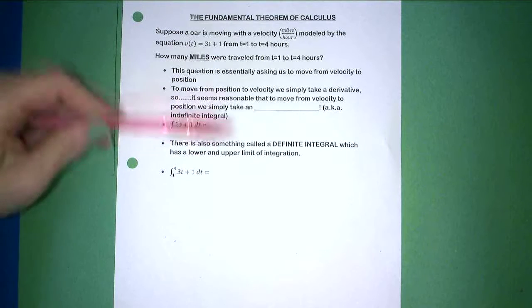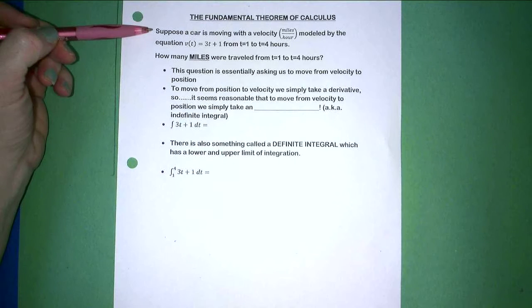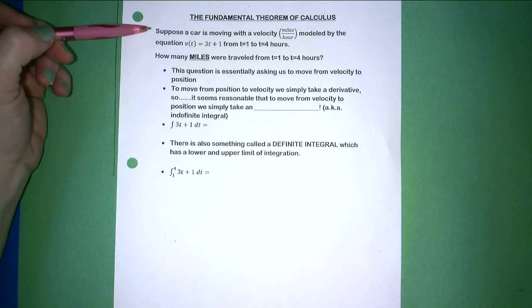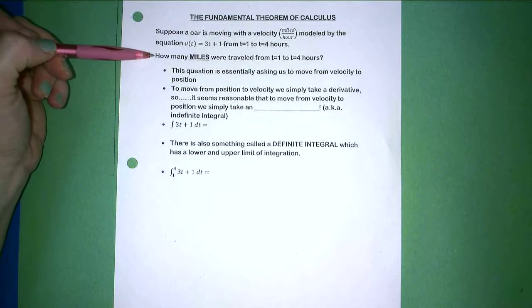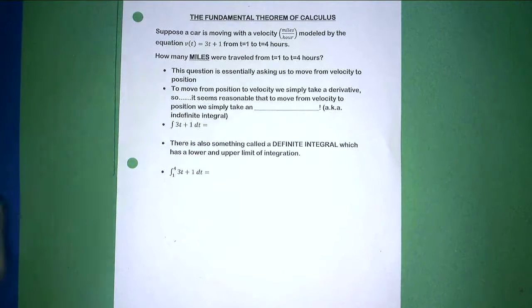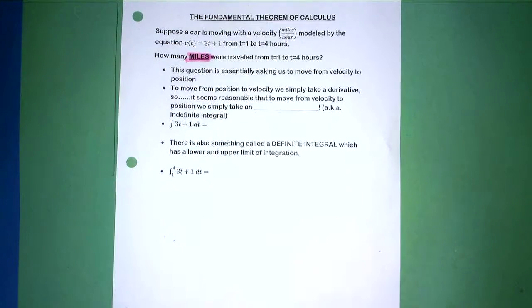So I'm going to start by just reading the example I have here for you. It says, suppose a car is moving with a velocity in miles per hour, modeled by the equation v of t equals 3t plus 1 from t equals 1 to t equals 4 hours. The question is, how many miles were traveled from t equals 1 to t equals 4 hours.